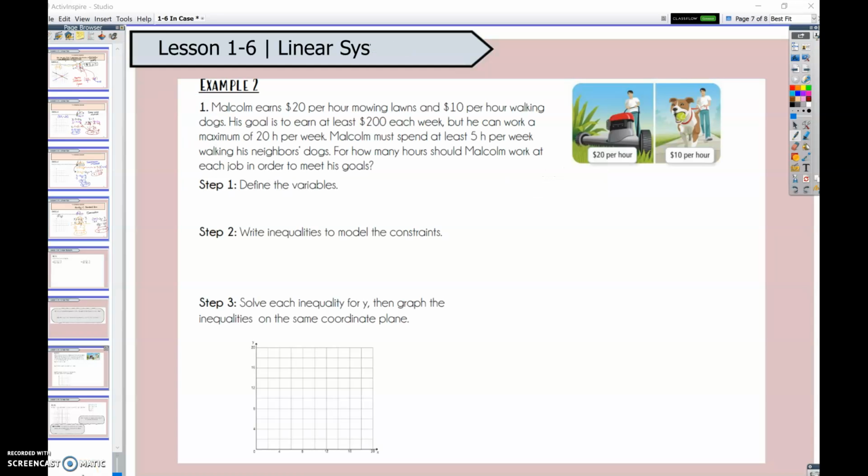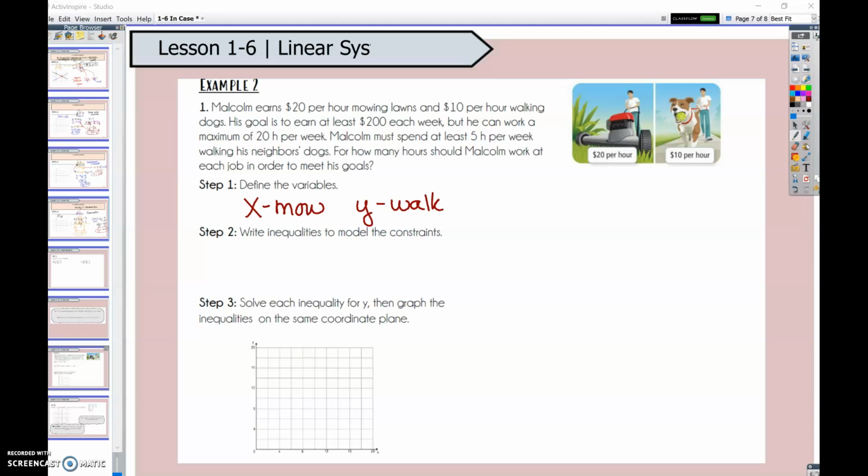Finally, you may want to take a second to pause the video and read through this situation. We have a gentleman who's mowing and walking dogs to earn money. He wants to earn at least $200. So we're going to call x mowing and y walking. It tells us to define the variables. Those are the two things he's doing, so we're going to use x and y.